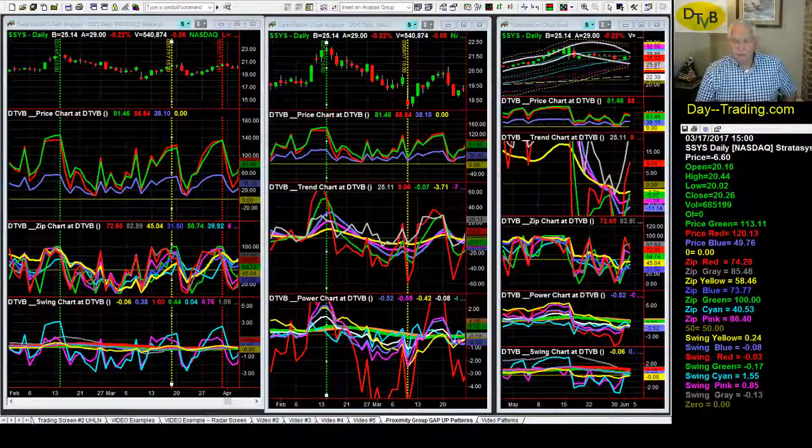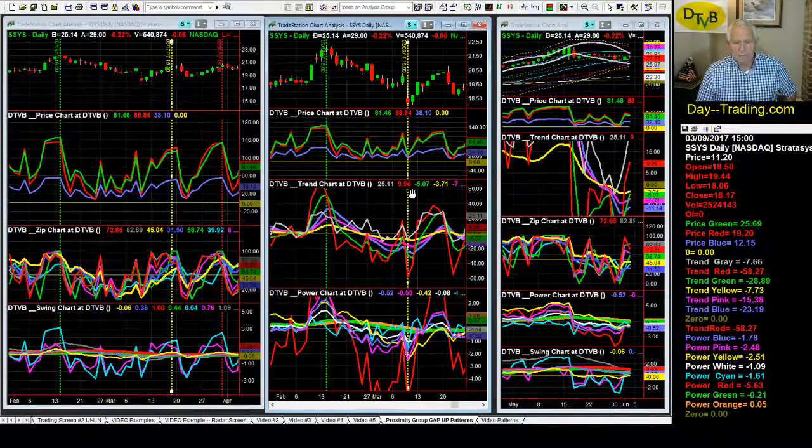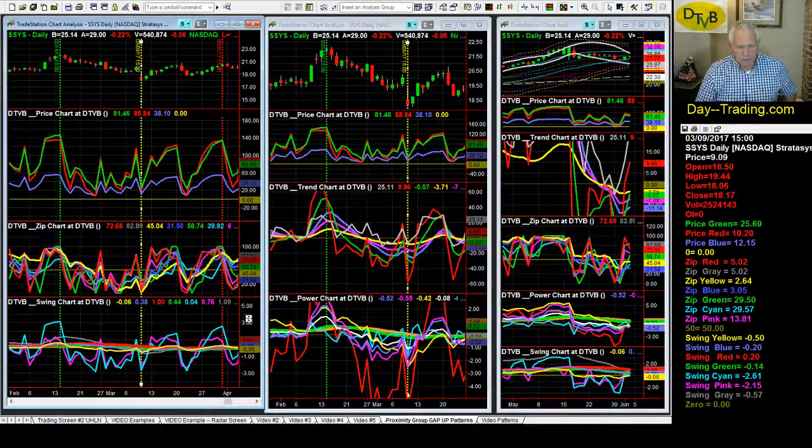Now, that being said, on the chart, on the yellow vertical line right here, I have a gap down situation that occurred. Excuse me, I forgot to move my other yellow line over there. All right. On the yellow line over here, on the zip chart, zip yellow is lowest. Over here on the power chart, power yellow is lowest. I said zip yellow, I meant power yellow. Power yellow is lowest. Power red is under that.